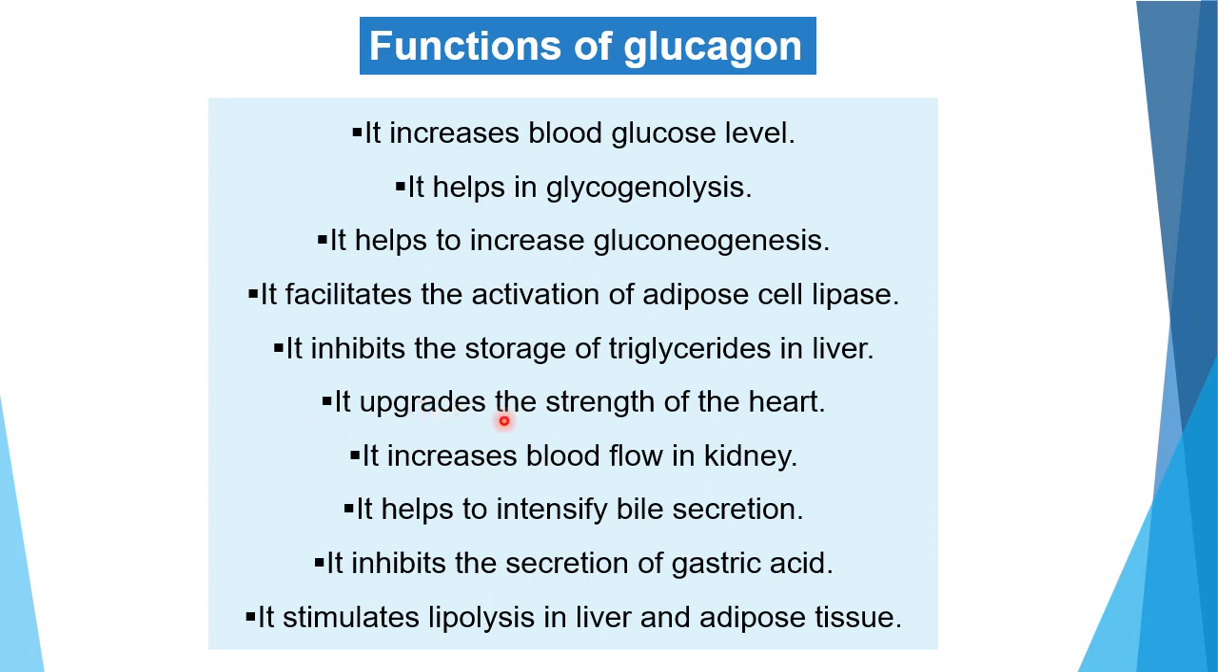Glucagon upgrades the strength of the heart. Glucagon increases blood flow in the kidney. Glucagon also helps to intensify bile secretion. Glucagon inhibits the secretion of gastric acid. Glucagon also stimulates lipolysis in liver and adipose tissue.